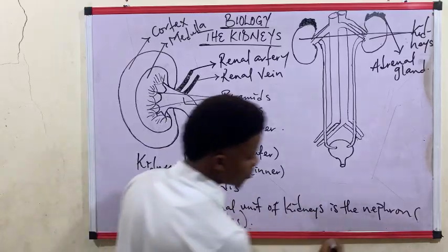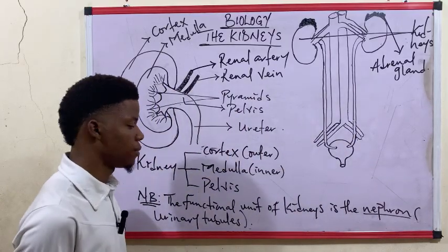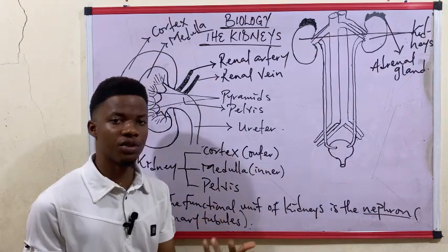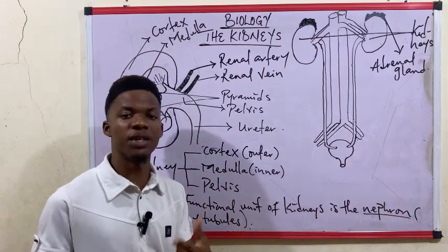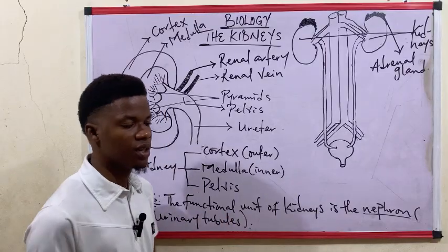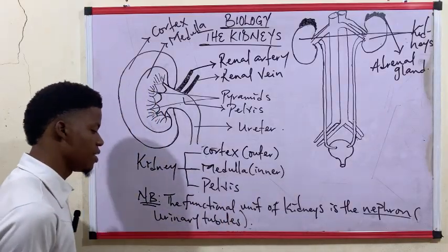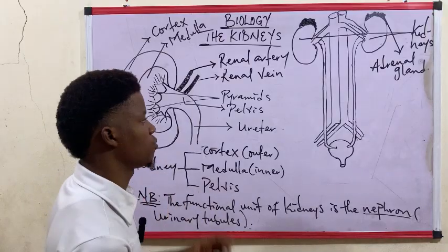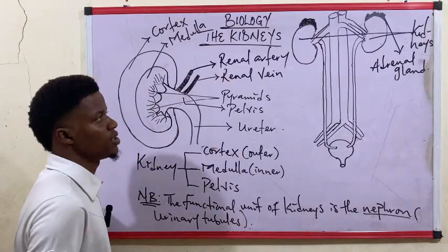All right. So that's the functional unit of the kidney. So the basic functional unit. You can say the functional unit or the basic functional unit of the kidney. That is the nephron, also known as the urinary tubules. So having established this, now let's come here.